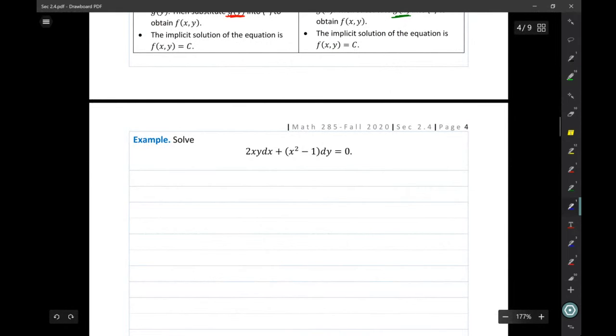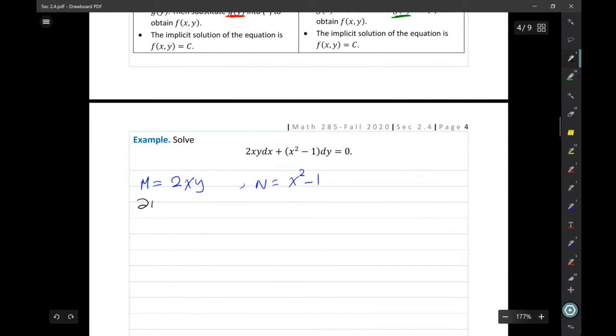Okay, let's see the example. The example says: solve the following differential equation, 2xy dx plus (x squared minus 1) dy. First of all, I have to check: M is equal to 2xy and N is equal to x squared minus 1.